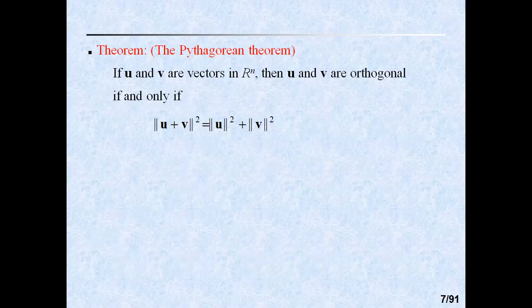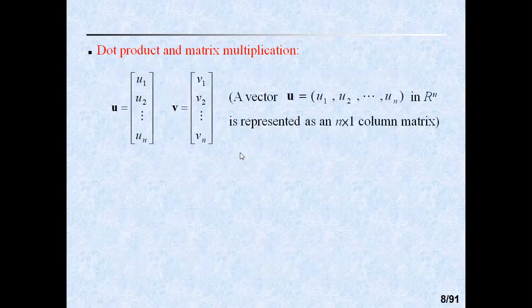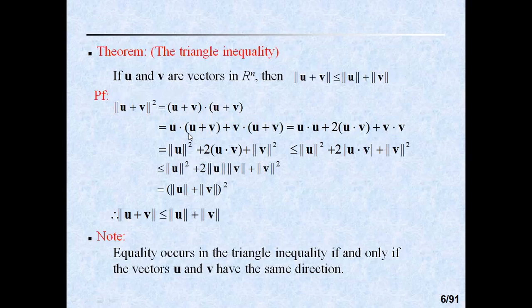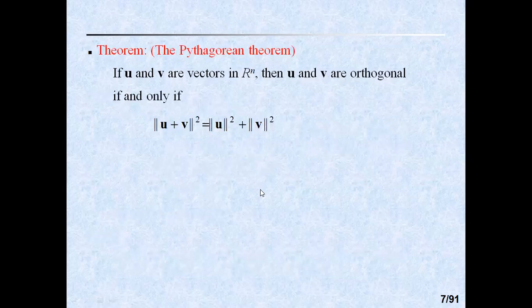What is the statement here? If u and v are vectors in R to the power of n, then u and v are orthogonal if and only if norm u plus v whole square is equal to norm u square plus norm v square. It is coming from the previous theorem. Because u and v are orthogonal vectors, u dot v equal to 0 means we can get this simply: norm u plus v whole square is equal to norm u square plus norm v square. Immediate from the previous theorem.